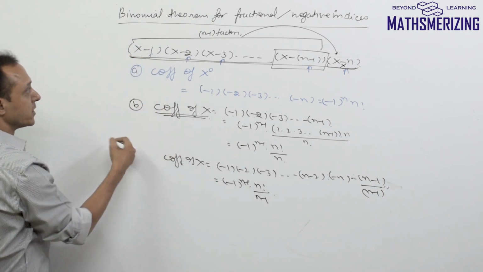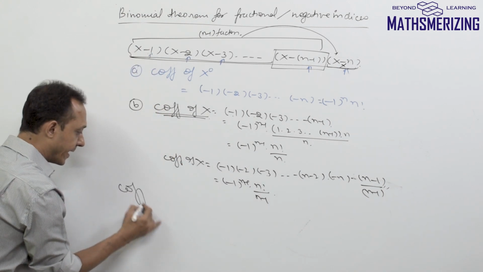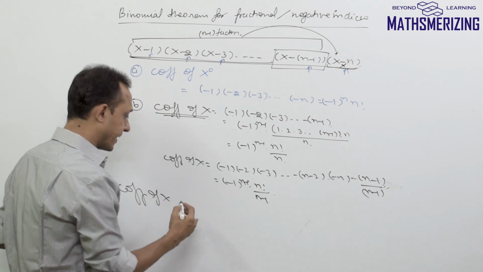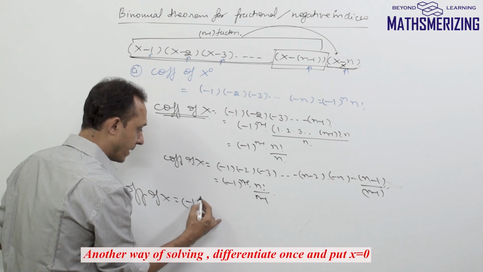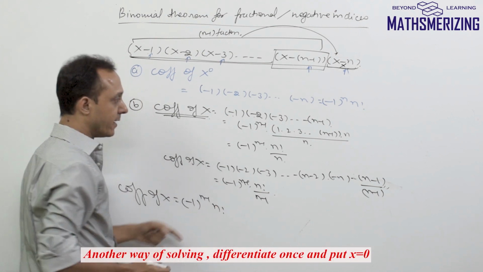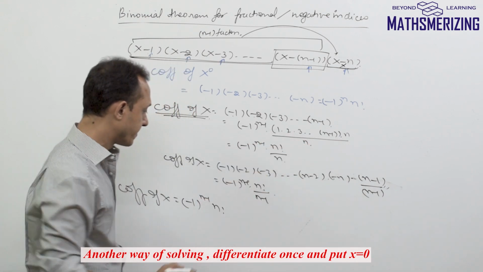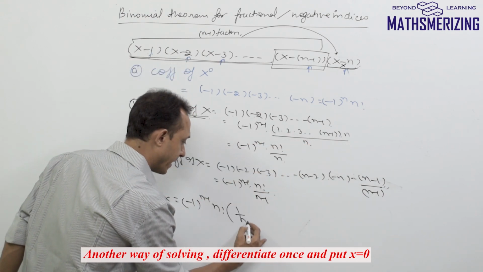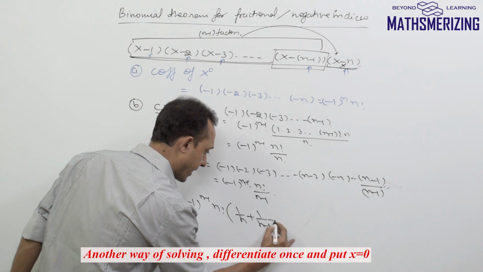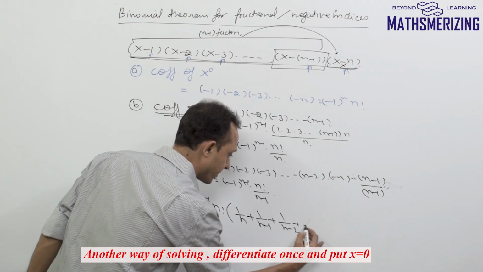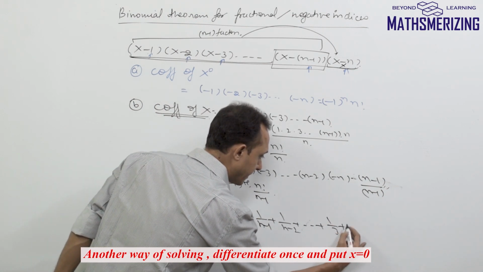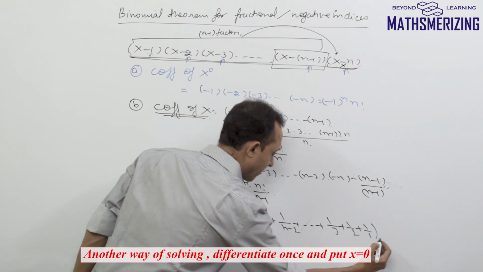So if I do this for all the factors, then I can simply write the coefficient of x in this case as minus 1 to the power n minus 1 into factorial n, which appears in all the products. And then first is 1 by n, and then 1 upon n minus 1, 1 upon n minus 2, and it will continue up to 1 upon 3 plus 1 upon 2 plus 1 upon 1.